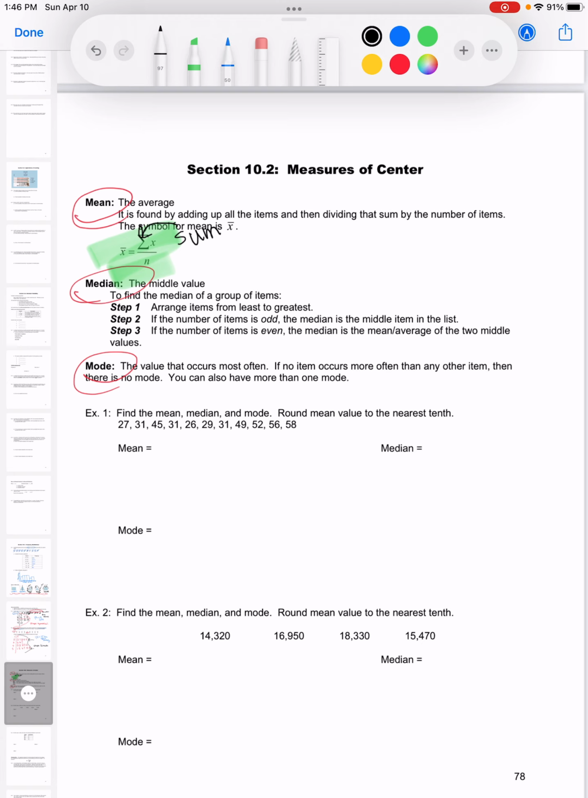The median is the middle value, and we do have to order those, smallest to largest or largest to smallest, but you've got to put the numbers in order, and it's going to be the middle number. We'll do one that has an odd and an even just for some practice. And the mode is the number that occurs the most often.